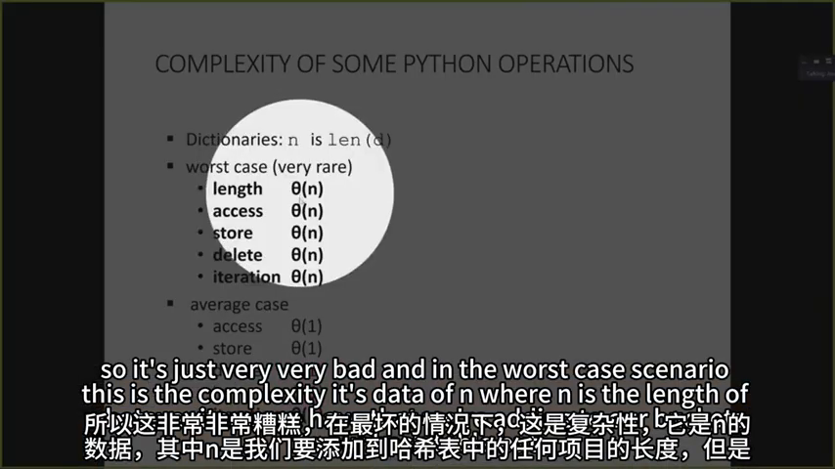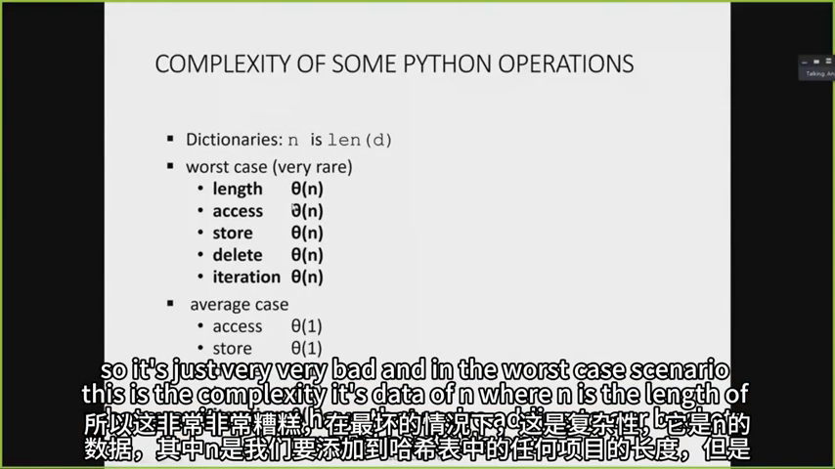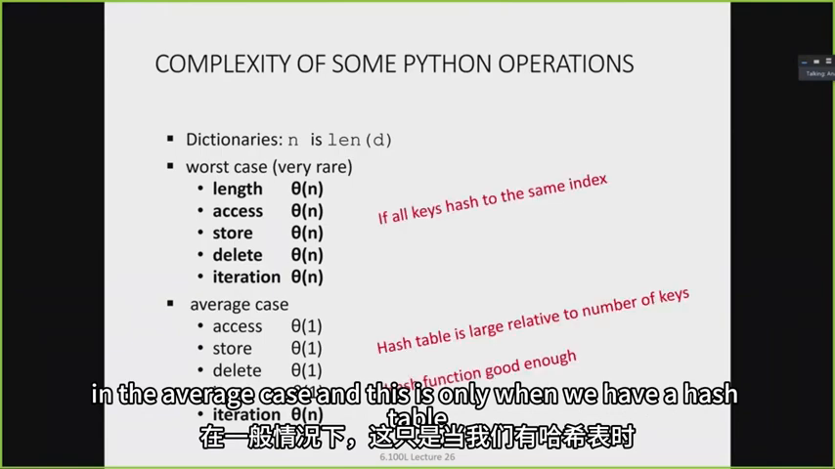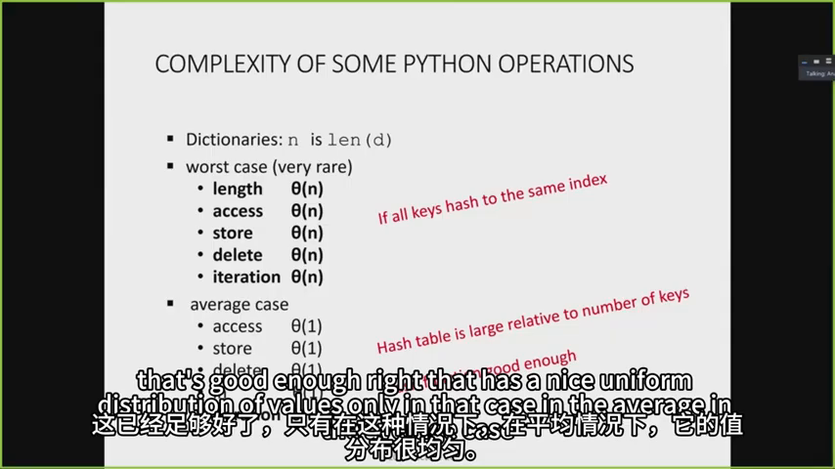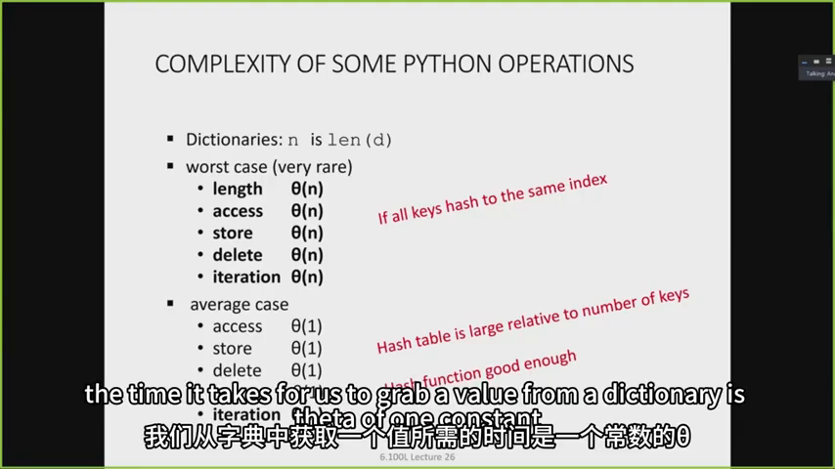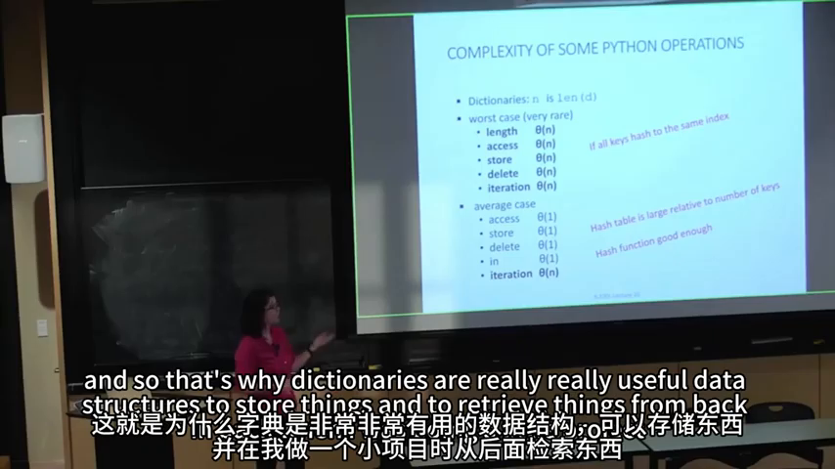And in the worst case scenario, this is the complexity. It's theta of n, where n is the length of whatever items we're adding to our hash table. But in the average case, and this is only when we have a hash table that's pretty big relative to the things that we're adding to it, and when we have a hash function that's good enough, that has a nice uniform distribution of values, only in that case, the time it takes for us to grab a value from a dictionary is theta of 1, constant. Right? And so that's why dictionaries are really, really useful data structures to store things and to retrieve things from.